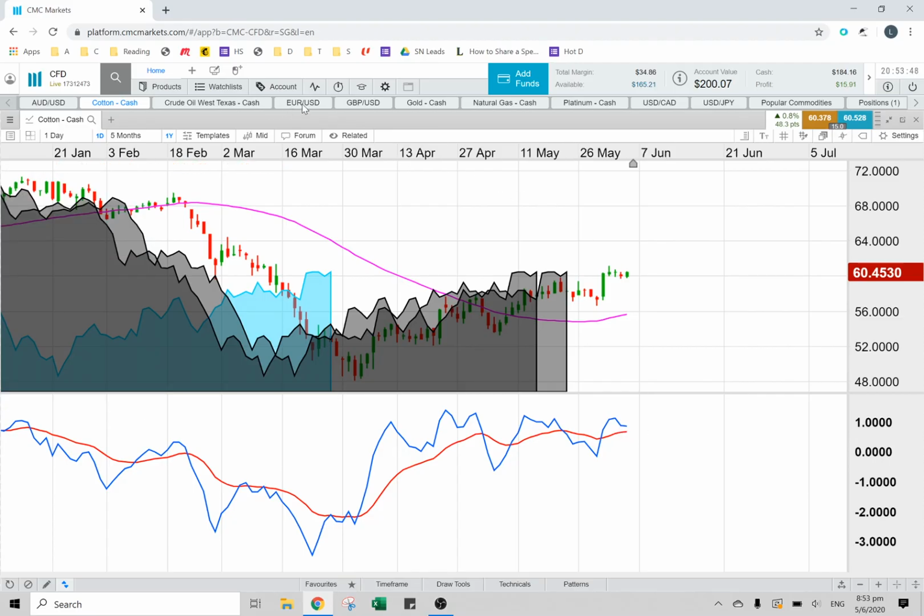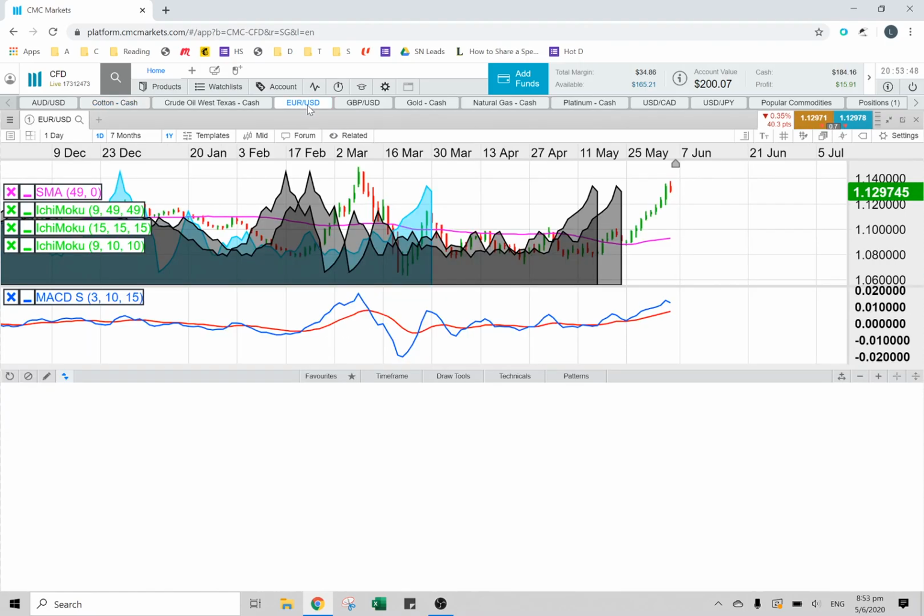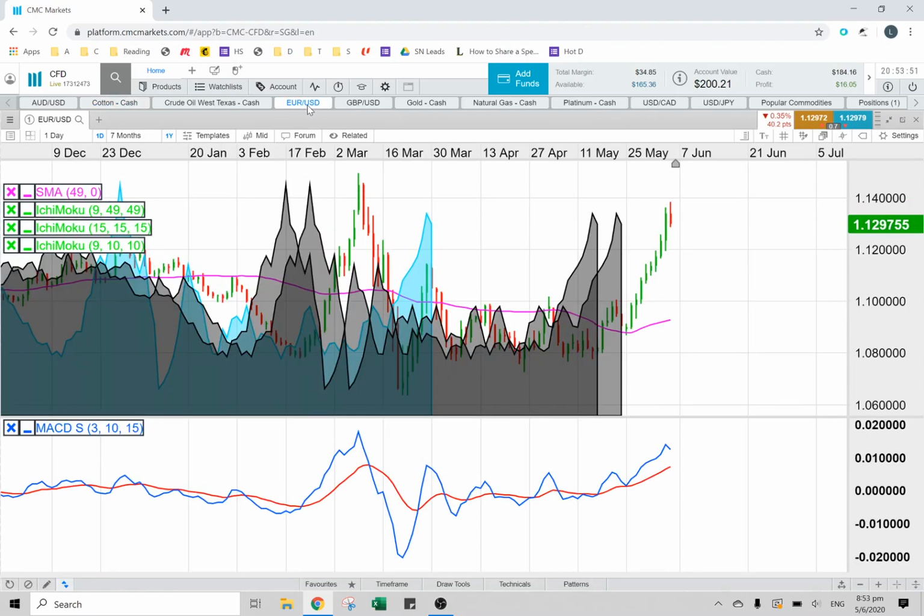And next, yesterday we also talked about euro, right? Euro, wait for... can't even read my own handwriting here. Wait for dips due to a high blue line. So yeah, the high blue line, and then true enough it dropped, the dip.